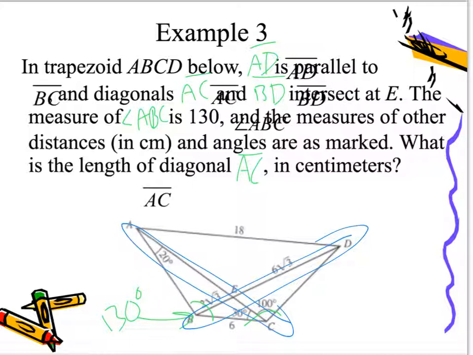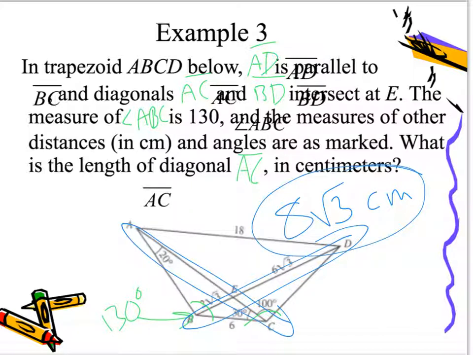Well, what's 2 root 3 plus 6 root 3? 8 root 3. Yay! And that would be the measure of my diagonal, so that matches up to my other diagonal. I have my final answer. Lovely!